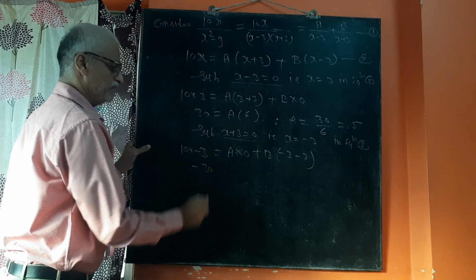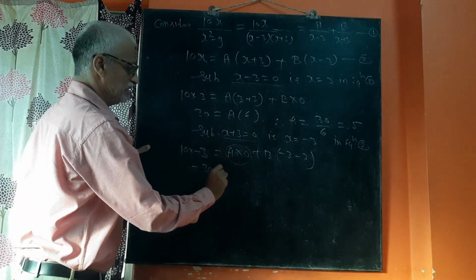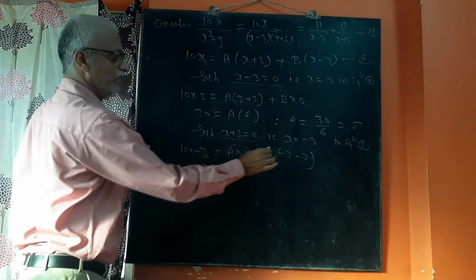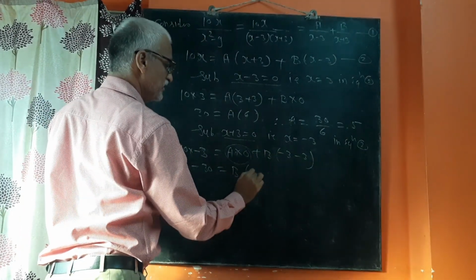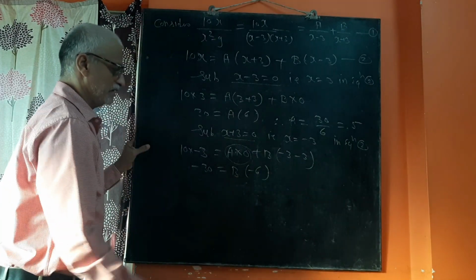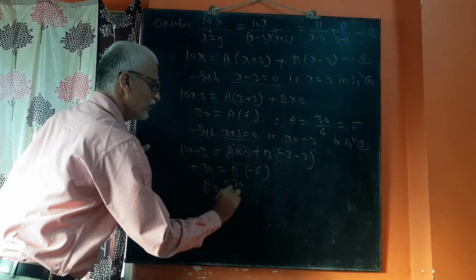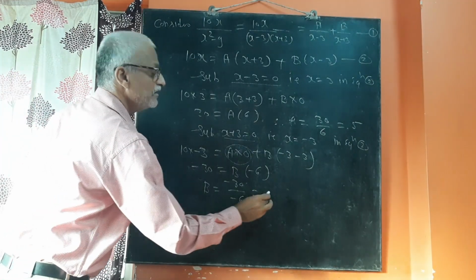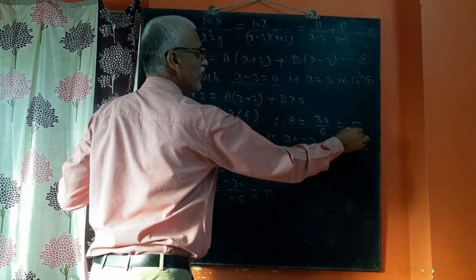A into 0 is 0, equal to B into minus 3 minus 3, that means minus 6. So minus 6 goes here. We get B equals minus 30 upon minus 6, and that is equal to again 5. So we have got the value of A equals 5 and B equals also 5.